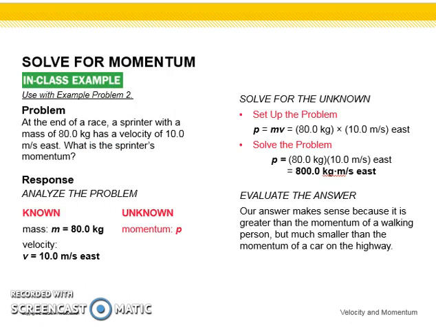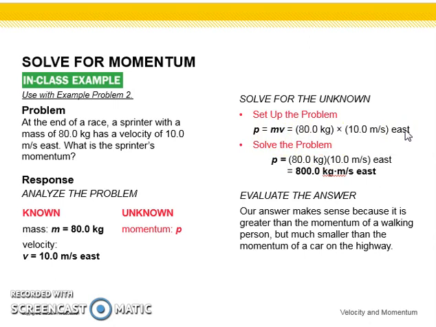So here's our problem. Write it down. At the end of a race, a sprinter with a mass of 80 kilograms has a velocity of 10 meters per second east. What is the sprinter's momentum? Again, just like last lesson, we're going to analyze what we know. We don't know the momentum, which is P. So we're going to set it up just like an equation. We do know 80 kilograms for the mass, and the velocity was equal to 10 meters per second east. So we're going to set that up and then solve the problem.